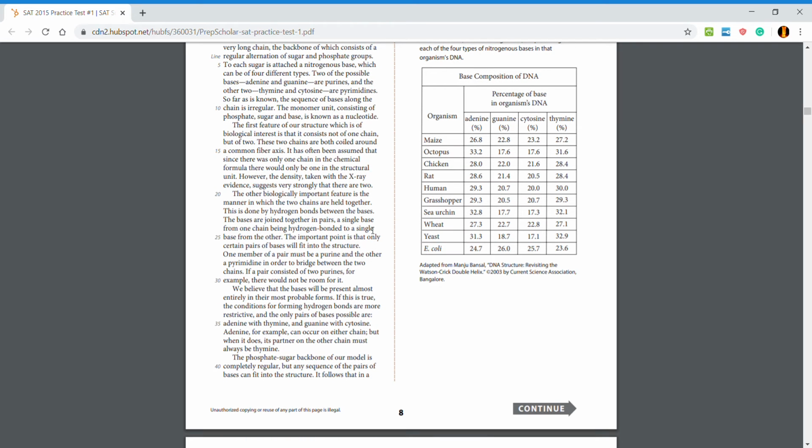Now let's go to 39. The phosphate sugar backbone of our model is completely regular, but any sequence of the pairs of the bases can fit into the structure. In other words, the backbone, which is made of phosphate sugars, in this sentence is not referred to as an actual backbone, as in saying someone does not have any backbone. It's not saying it in a no-courage way, it's saying backbone as in structural support.